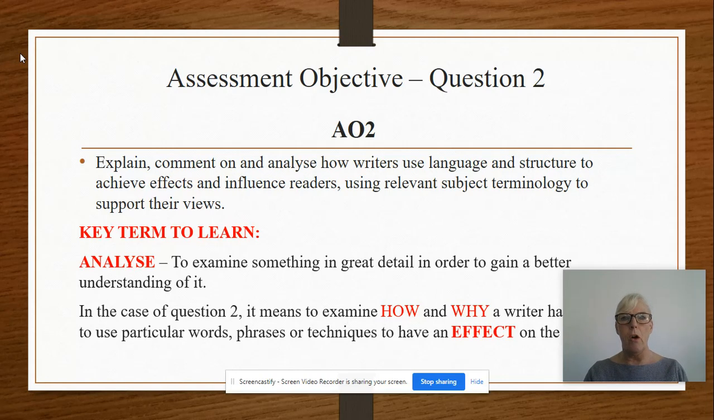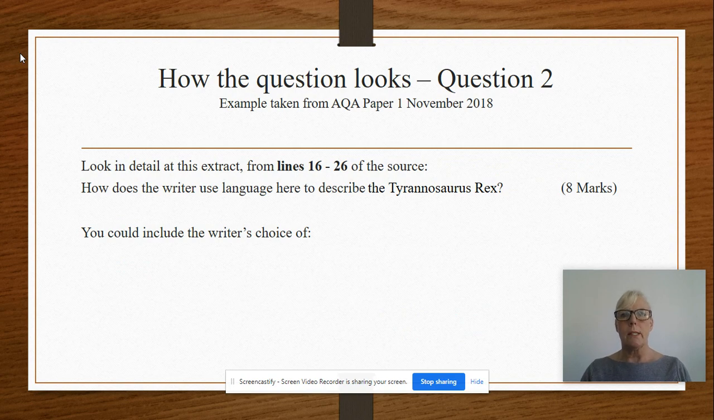Okay, so moving on. What does the question look like? I'm going to use today the question 2, which if you were in my class over at Broadwater or West Durrington, we did the Paper 1 November 2018 source that we did our mocks for. So we're going to have a look at that question 2. We're going to do a bit of analysis on that.